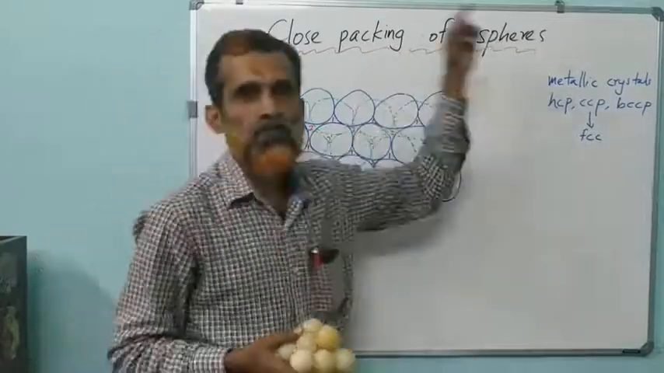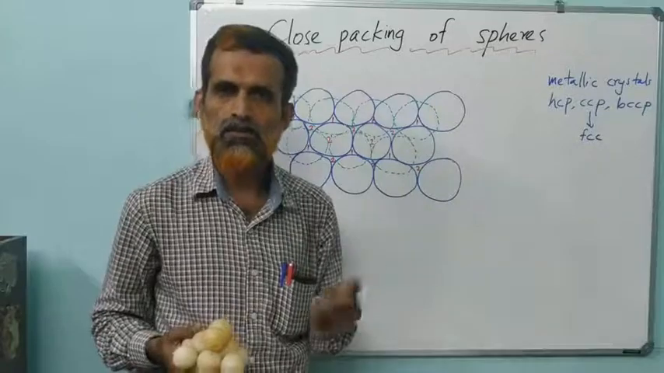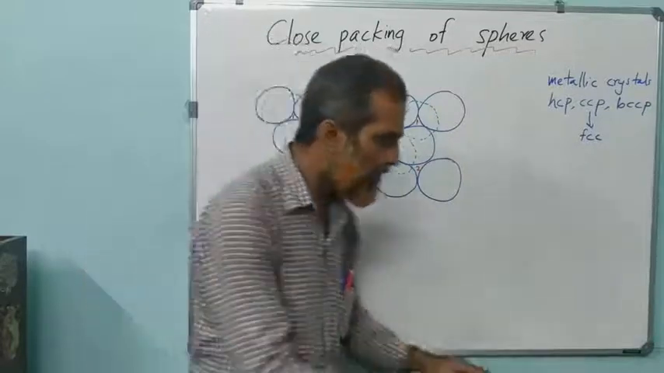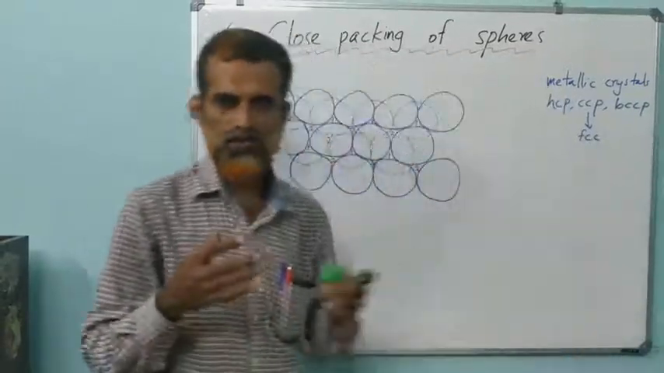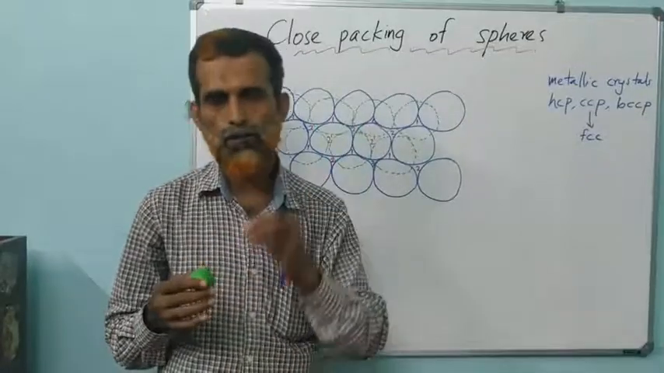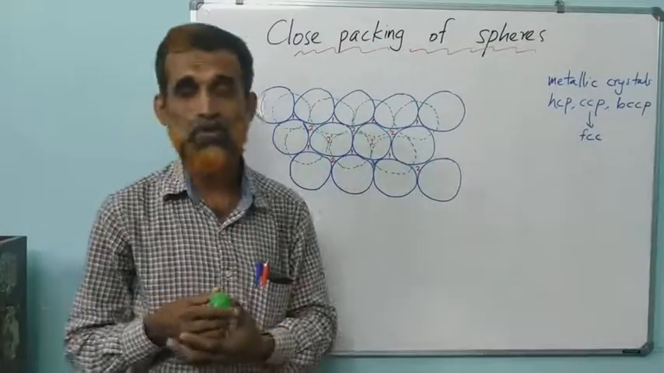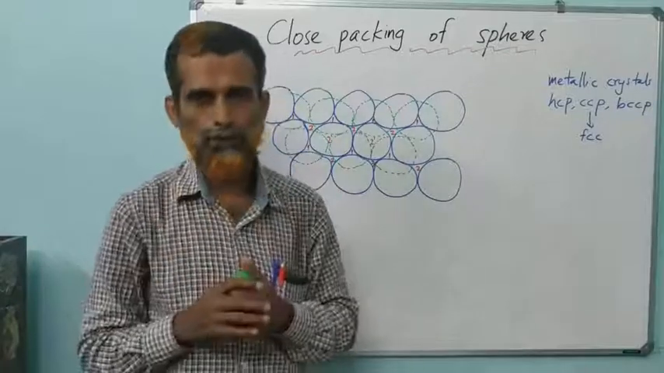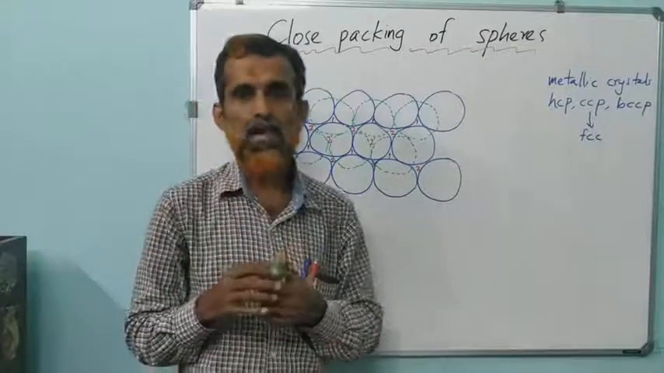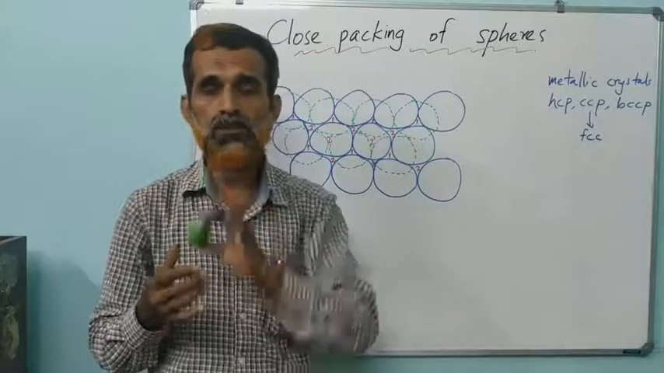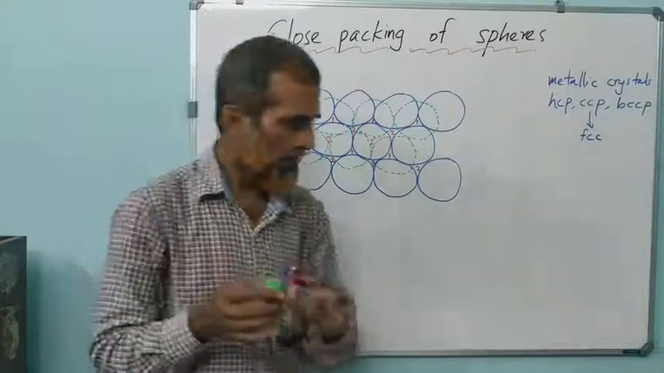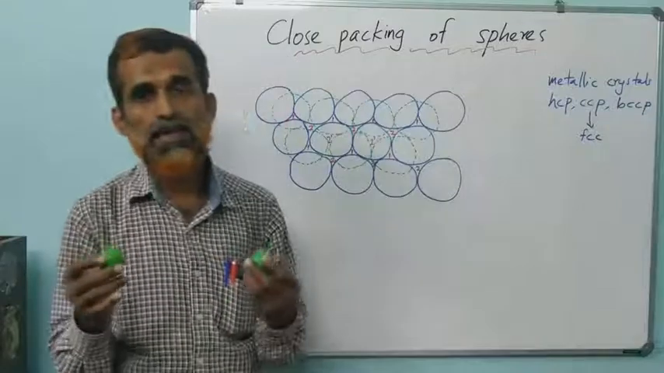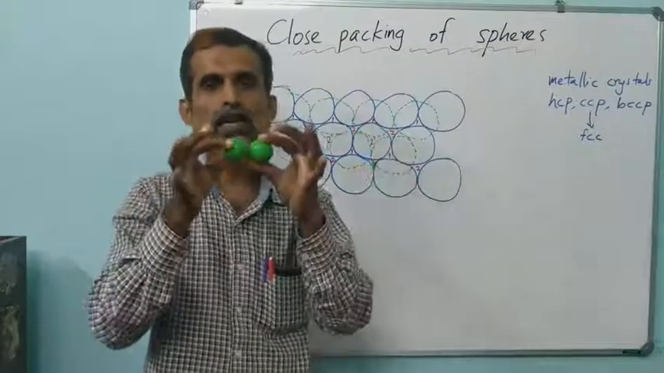Close packing of spheres. Why spheres? It is assumed that the motifs in the crystal, the constituent particles, which may be atom, ion or molecule, are roughly spherical in shape. Atoms are spherical in shape, and we assume that they are hard spheres. Okay, and so we are considering how these spheres are arranged closely.